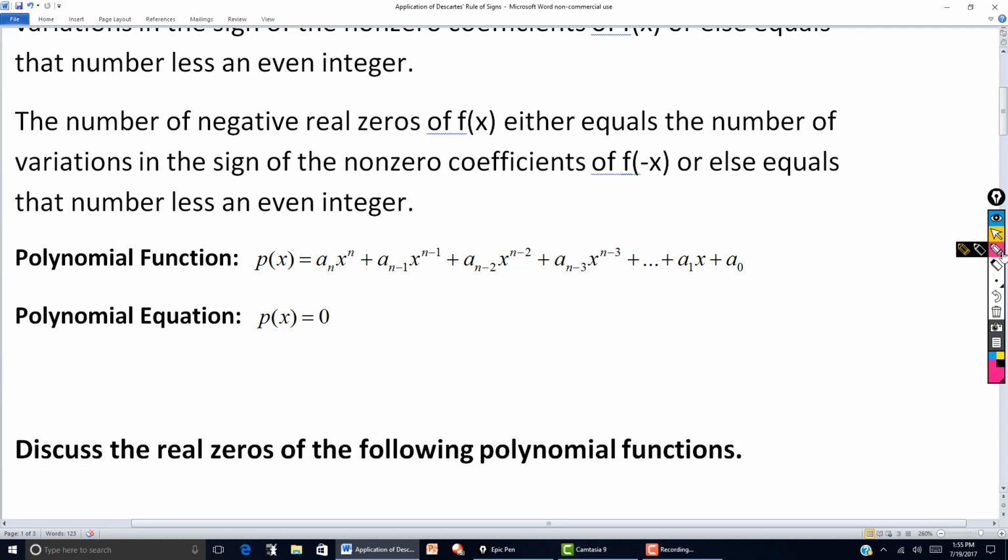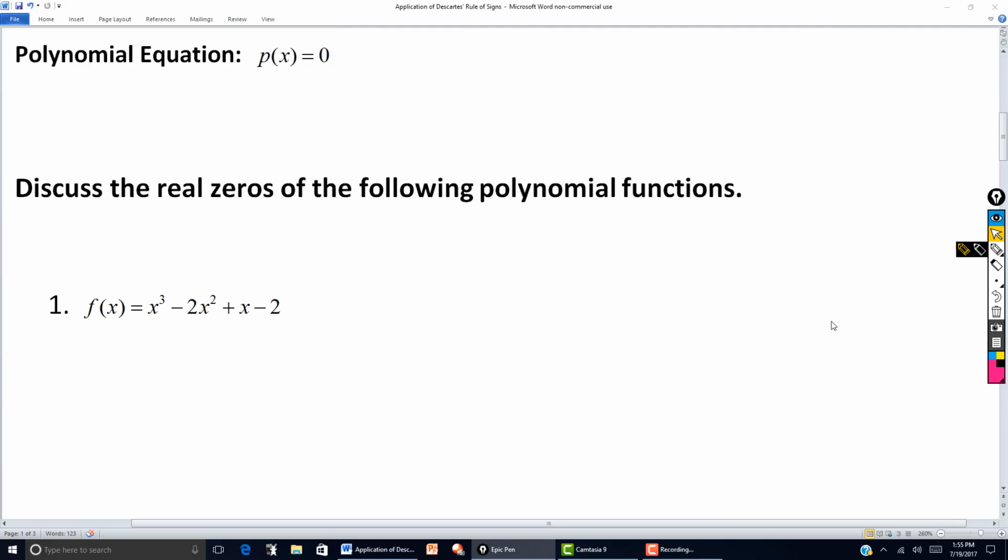Okay, so for this one here, we count the variations. So again, remember, this has to be in standard form. Okay, so you want the highest degree descending power, so it's x to the third, and then the next term minus 2x squared, and then an x, and then the constant. Okay, so again, every time it changes from plus to minus or minus to plus, it's a variation. So notice here it changes, so that's 1. Here it changes again from minus to plus, that's 2, and then it changes to negative, that's 3. So we have 3 variations.